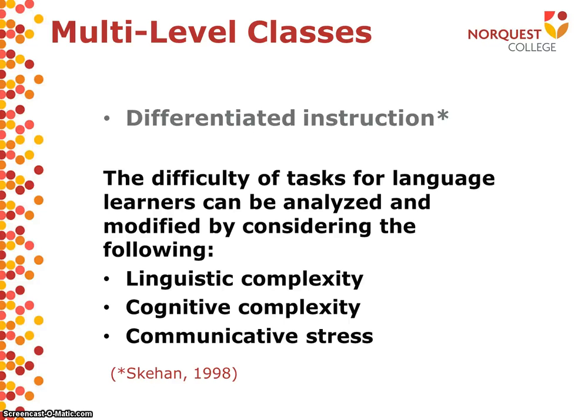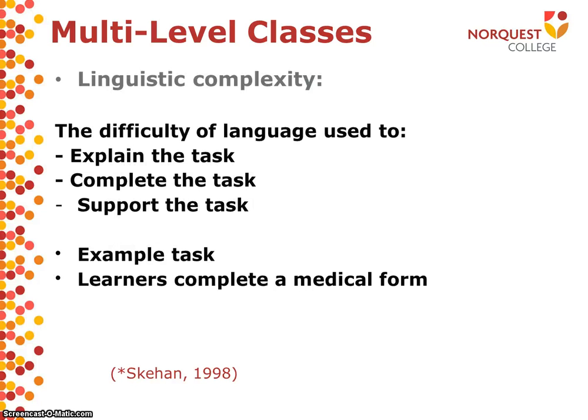It sounds kind of confusing the way I'm saying it, so let's go to an example. It's much more straightforward. So let's look at linguistic complexity. Here we're focusing on the difficulty of language used to explain the task, or complete the task, or support the task. So here's an example task that you might be focusing on, let's say a unit on health. Health is an important settlement topic across LINC levels or CLB levels within a LINC program. And so a very typical task that might fit into your unit of planning is learners completing a medical form.